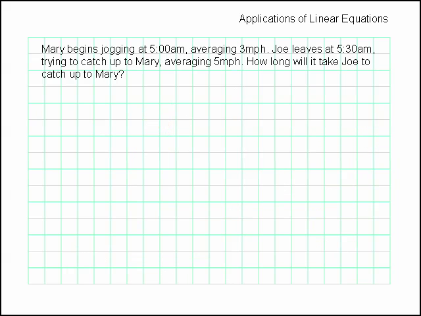Okay, here's another. Mary begins jogging at 5 a.m., averaging 3 miles per hour. Joe leaves at 5:30 a.m., trying to catch up to her, averaging 5 miles per hour. How long will it take Joe to catch up to Mary? All right, here's our table again.